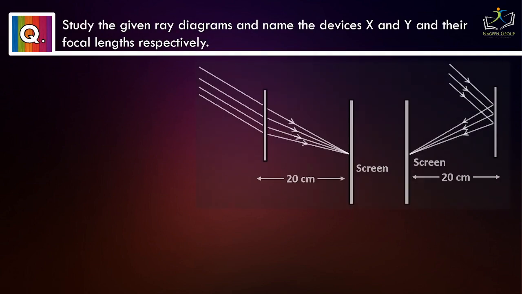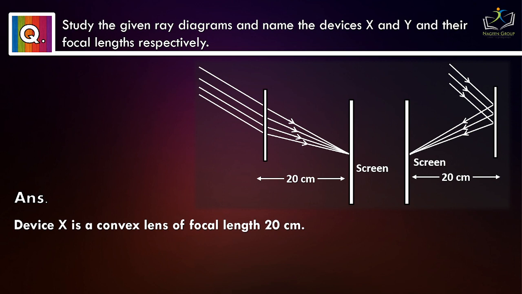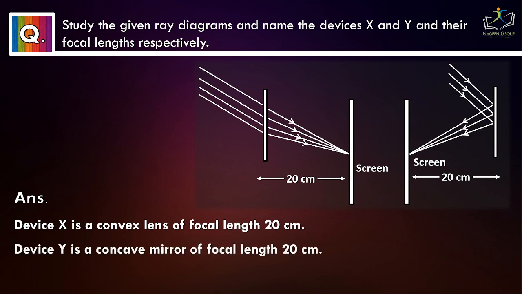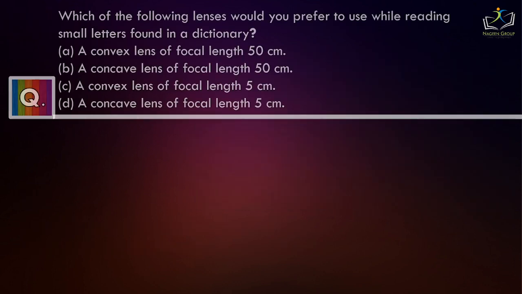Now let's understand this. Study the ray diagram, name the devices X and Y and their focal lengths respectively. So here device X is a convex lens. Why? Because all the lines meet at a point, it forms an image on the screen. Device Y is a concave lens of focal length 20 centimeter.